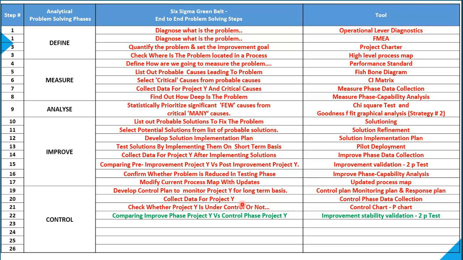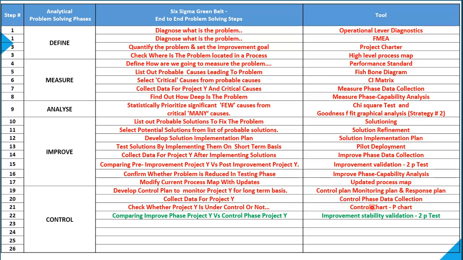And then once that data is collected, of course, the very next thing to take care of is that we need to plot a P chart to see whether the performance of project Y has stabilized or not. For that sake, we use a P chart or control chart. So that's about plotting the control chart.